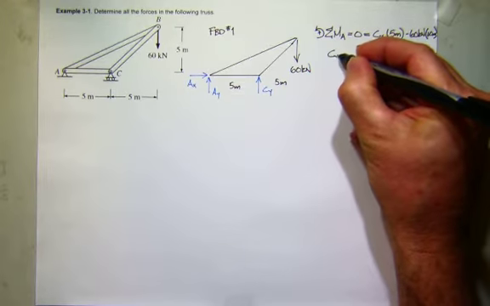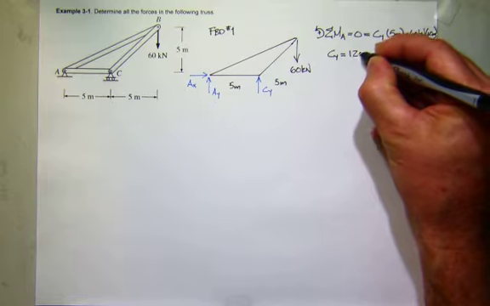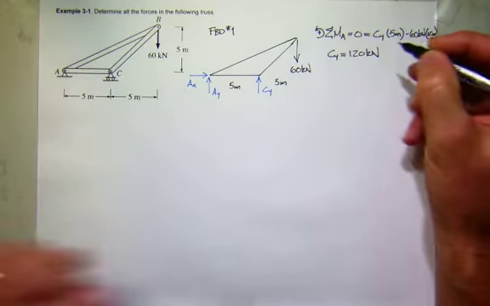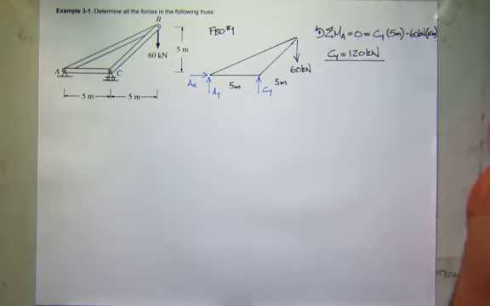So if I solve for CY, what do I get? Looks like I'm going to get 120. And it came out positive. So that means that CY is up. Any questions about that?